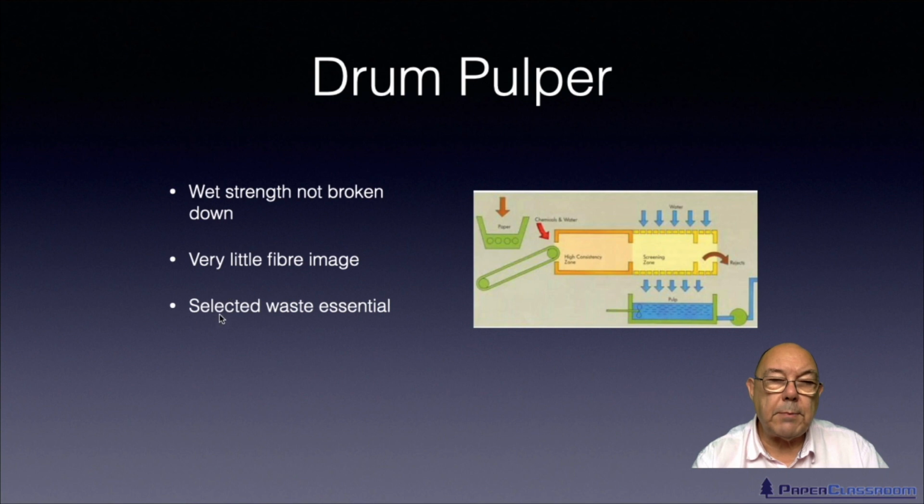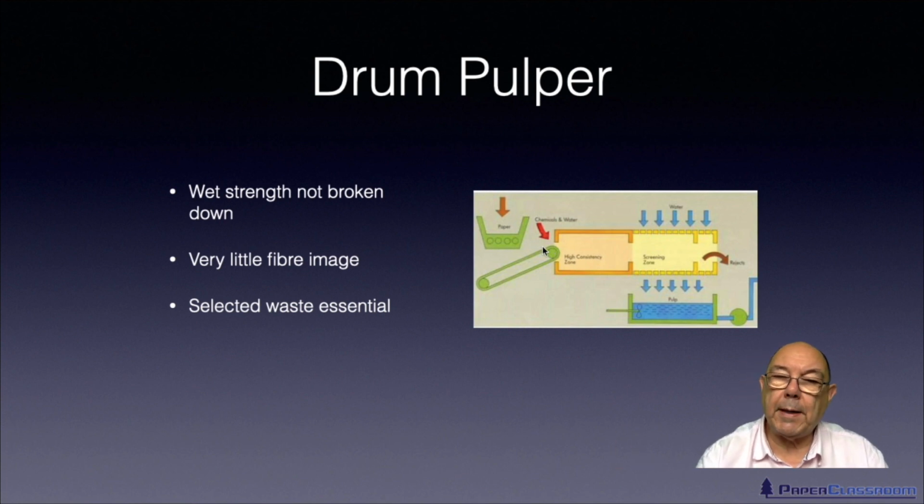So this bit here is the key: selected waste essential. This is the sort of process that's used in the newsprint industry. They bring in old newspapers and turn them into new newspapers. So they're very, very selective in the fibre that they bring in. It's going to be newspapers without supplements, magazines without gifts attached to the front of them.